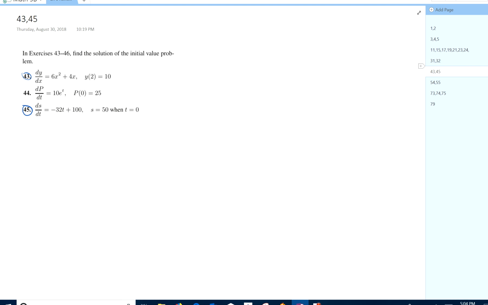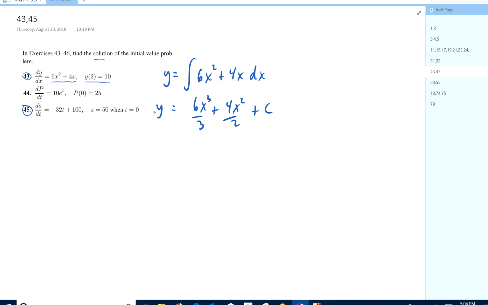Find the solution to the initial value problem. This is exactly the same question as the last one. They're telling me the derivative is this, and there's my initial condition. So find the solution, or the original function. We want to figure out what y is. So y is equal to the antiderivative of 6x squared plus 4x. And that'd be 6x cubed over 3 plus 4x squared over 2 plus a constant. That's what y is, but I have this condition that when x is 2, y is 10.